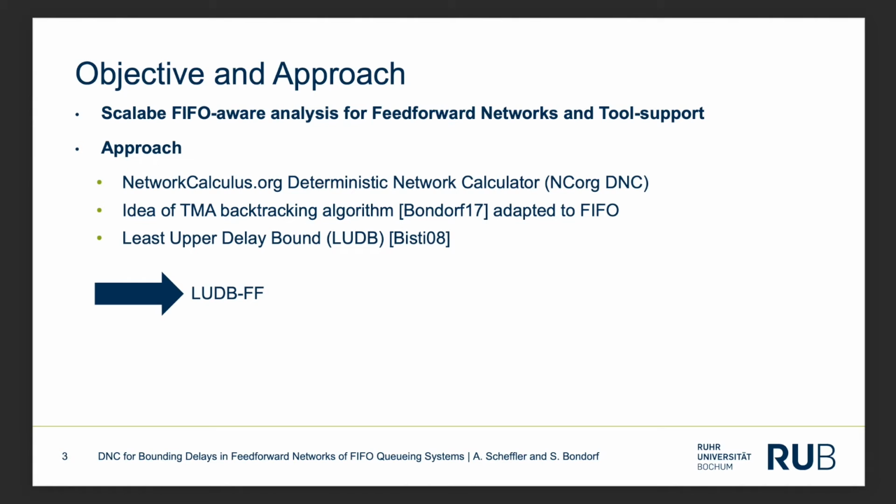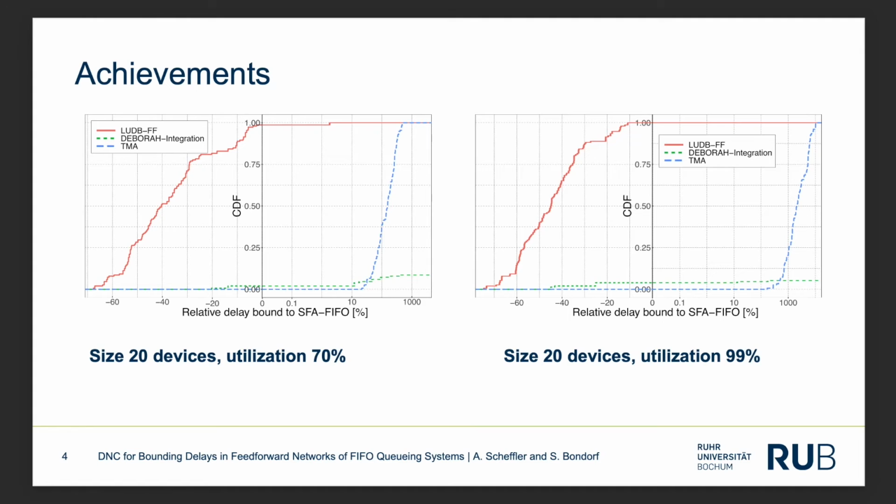We combine a previously published backtracking scheme for arrival bounding and the so-called least upper delay bound. We can mention that our new approach, LUDBFF, almost always beats SFA FIFO by a margin of up to 75%. Deborah integration, an alternative that does not go into the very details, led to uncompetitive results. TMA, developed for arbitrary multiplexing, is worse than SFA FIFO since it doesn't make use of the FIFO property.